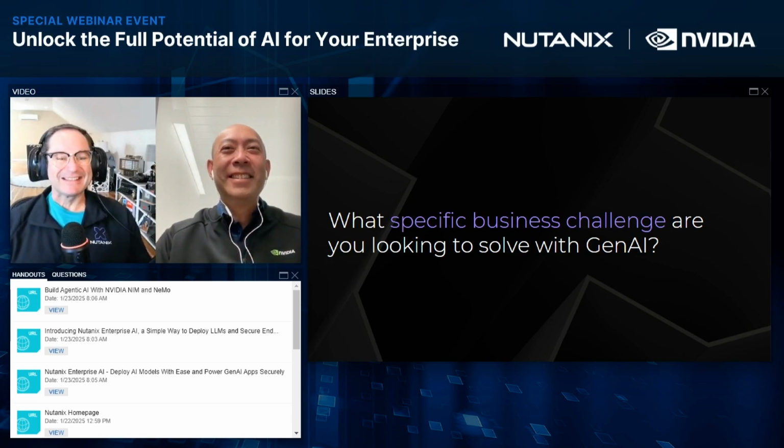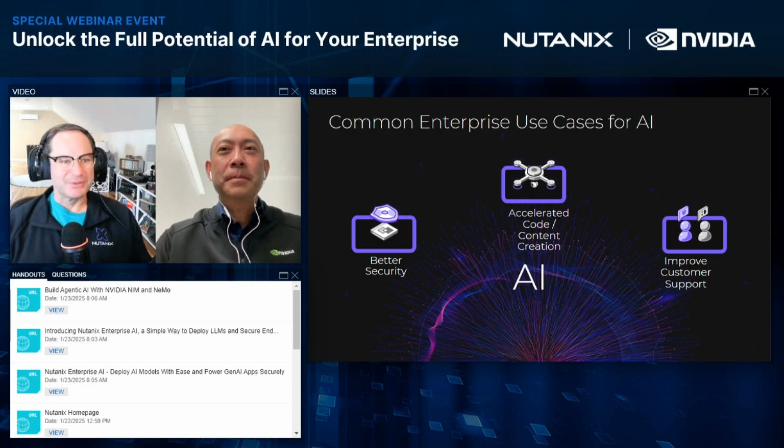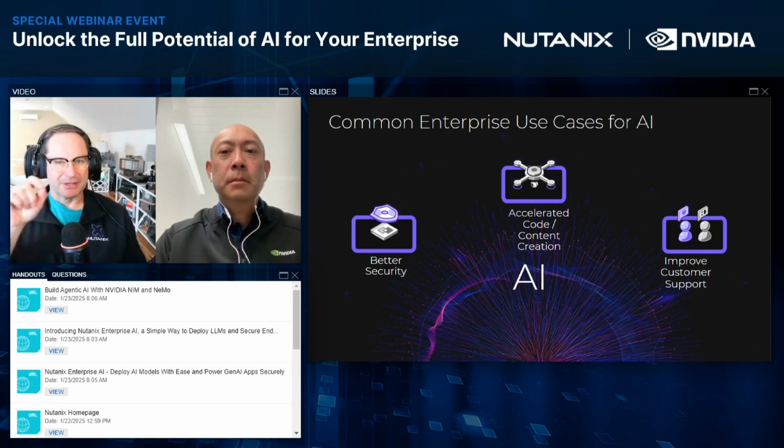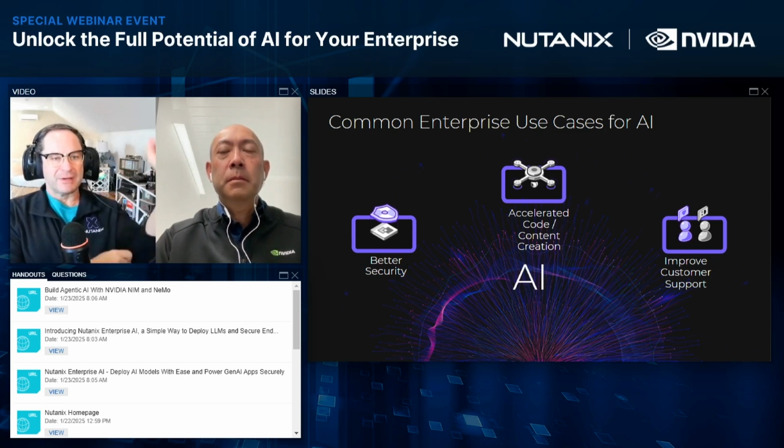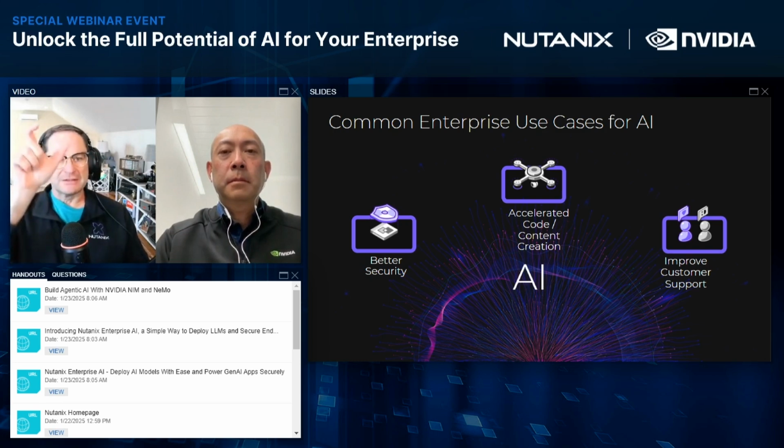Because this leads us into our next slide, which is all about the use cases. So now, Charlie, I'm going to ask you a question here, and I'm going to answer the question myself as well. When I'm talking to customers and prospects about enterprise AI specifically, I tend to see the use cases they're interested in get into three buckets: better security, everybody loves security, accelerated code and content creation, and then improving customer support. I see those as tending to be the three buckets.